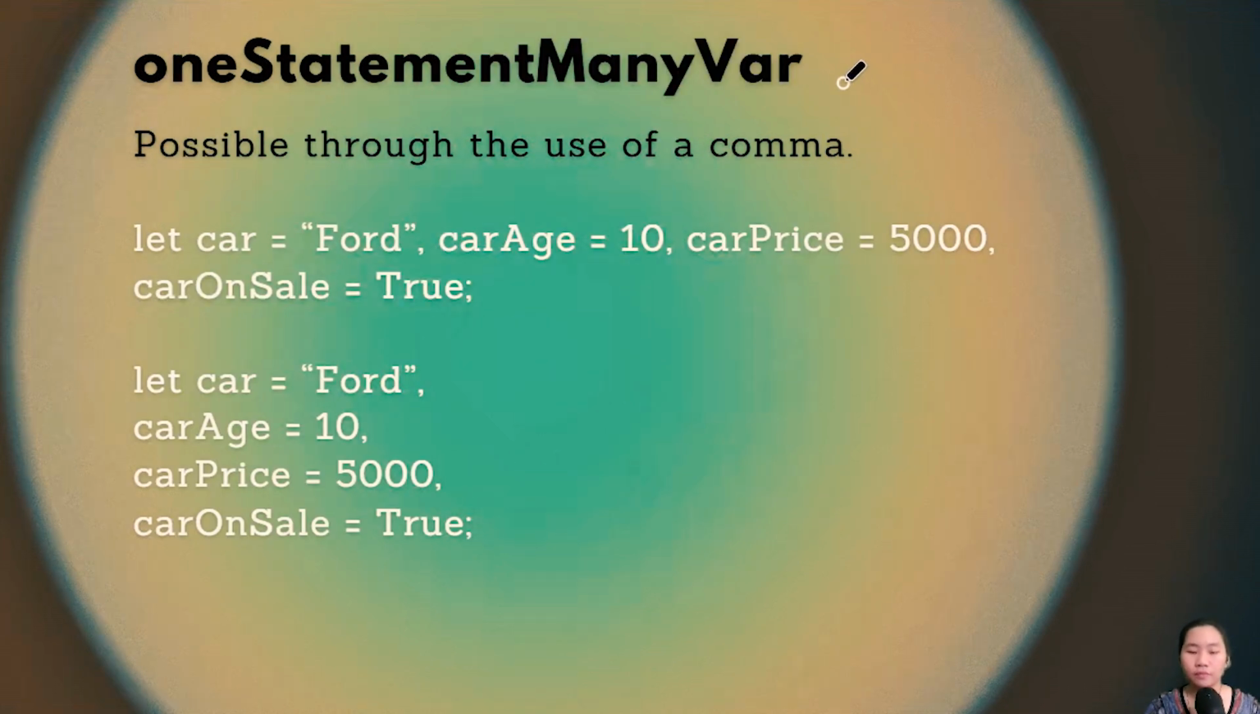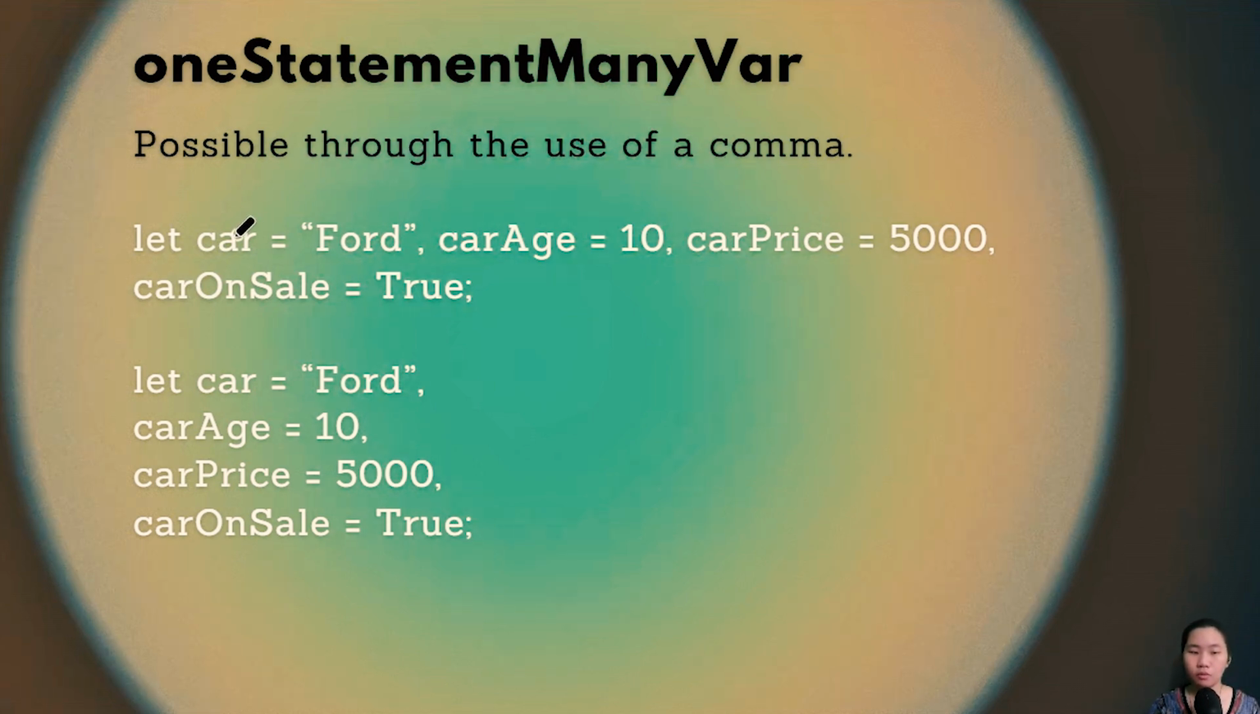One statement, many variables. This is possible through the use of a comma. If you paid attention to one of the previous lessons, I did mention that with JavaScript, using the semicolon, you can put multiple expressions on one line separated by a semicolon. And you can do the same using a comma when declaring a lot of variables at once.